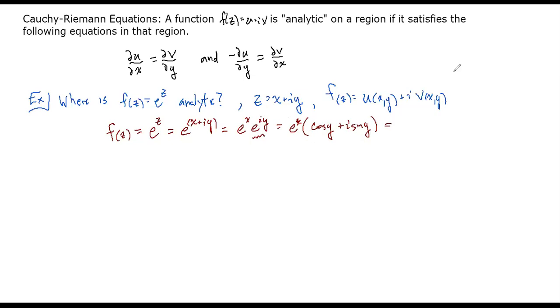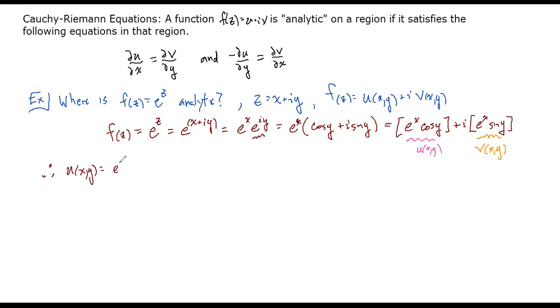And finally, splitting that into the real and imaginary parts, I get e to the x cosine of y plus i e to the x sine of y. So that's u of x and y, and that is v of x and y. So I have u of x and y is equal to e to the x cosine of y, and I have v of x and y is equal to e to the x sine y.